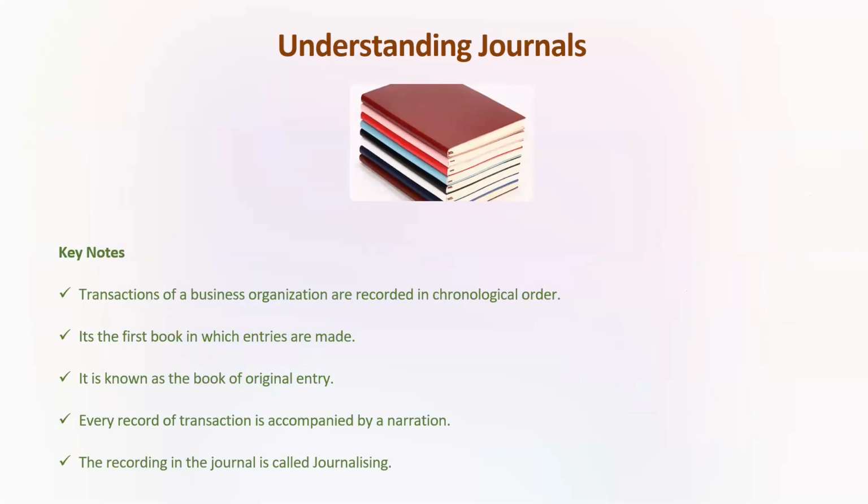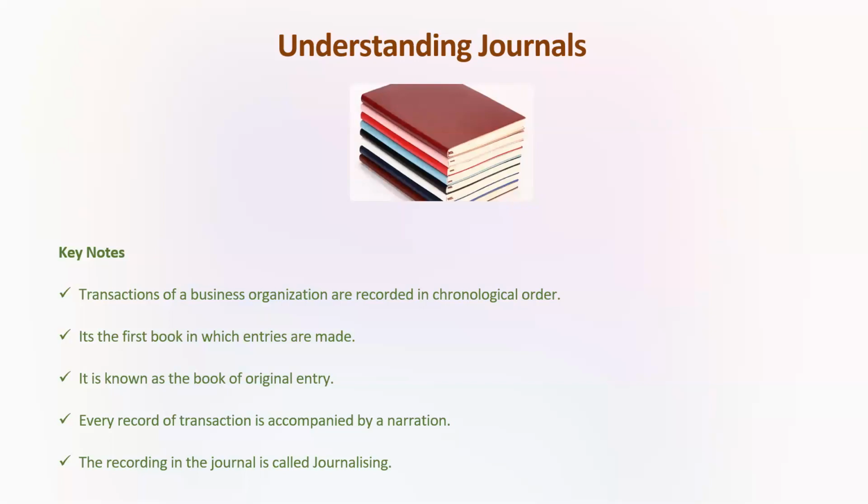Okay, so we are going to see about the journals. So what is a journal actually? A journal is basically a book or a spreadsheet in a software where all the transactions are initially recorded. It's called the book of original entry, the day book, the first book of entries where the entries are made. So the book of original entry is a journal.